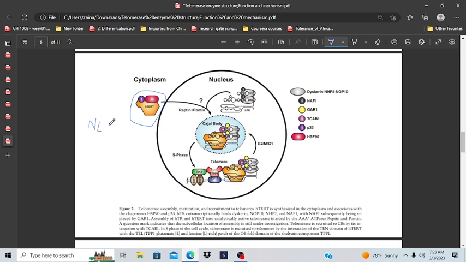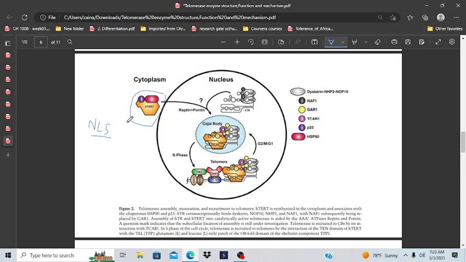If you have followed animal or plant biotechnology, you might know what this NLS is. It's called the nuclear localization signal. Certain proteins have this signaling sequence at the end, which tells the cell that they need to be localized in this particular compartment.